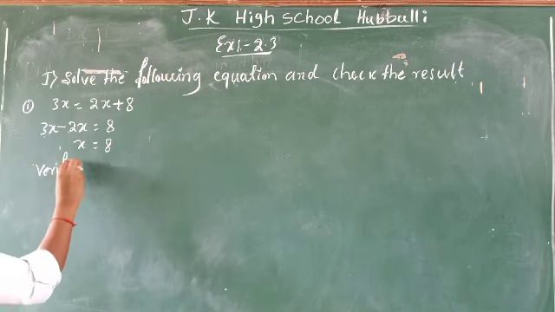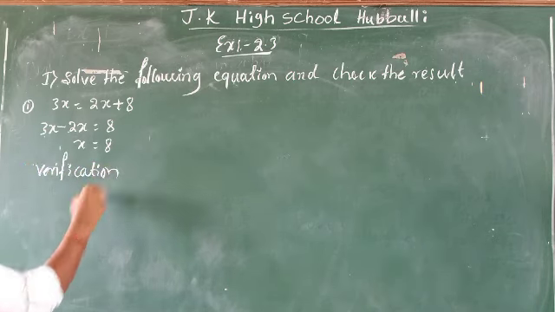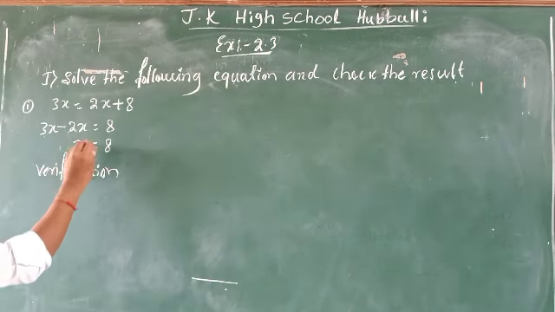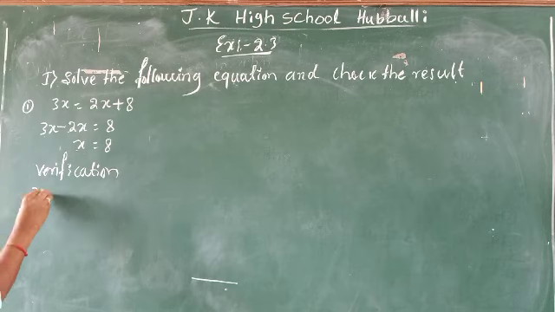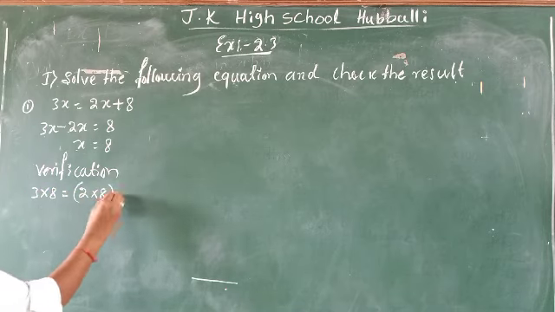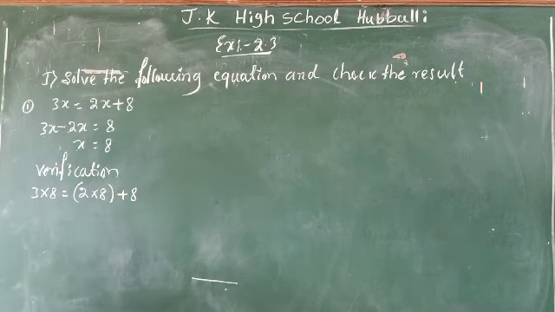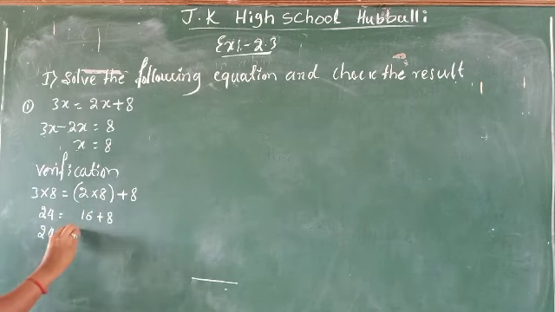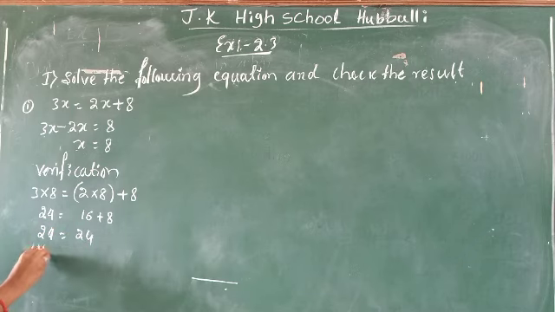Next, what should we do? Verification. Correct? So how to do the verification? Substitute the value of x in equation number 1. 3 into 18 is equal to 2 into 18 plus 18. Next term. 3 into 8 is 24. Here 2 eights are 16 plus 8. 24 is equal to 24. LHS is equal to RHS. So this is your answer.